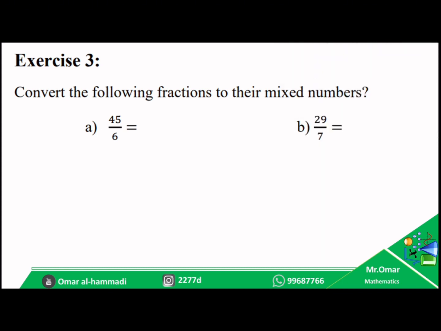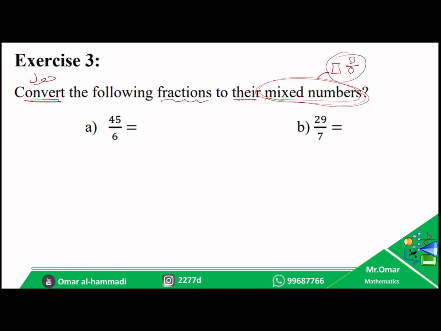Let's see the other exercises. Convert. What do you mean by convert? It's حول the following fractions to their mixed numbers. What do you mean by mixed number? We want to convert this fraction to a mixed number. The meaning of mixed number is a number with a fraction.